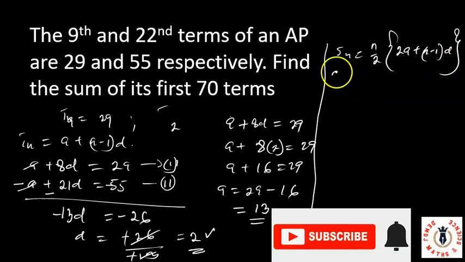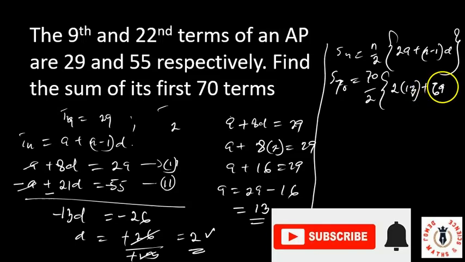So that Sn now will be equal to n over 2. That's 70, and we're looking for the sum of the 70th term. S70 will be equal to 70 over 2 into 2A, that's 2 into 13, plus n minus 1, that's 70 minus 1, that's 69, times our D, which is 2. So that S70, the sum of the first 70 terms, will be given as 35.